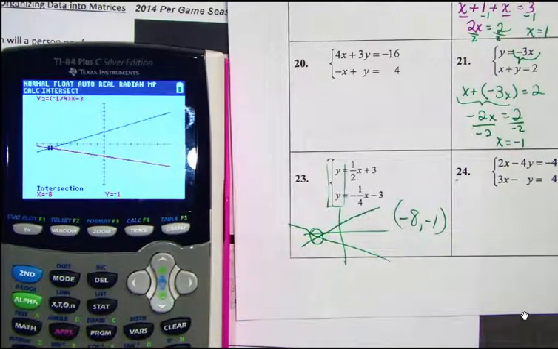Hope that was helpful to see a few more examples and how we could do practice 3-1.